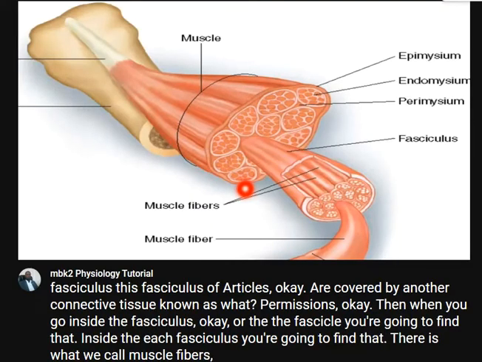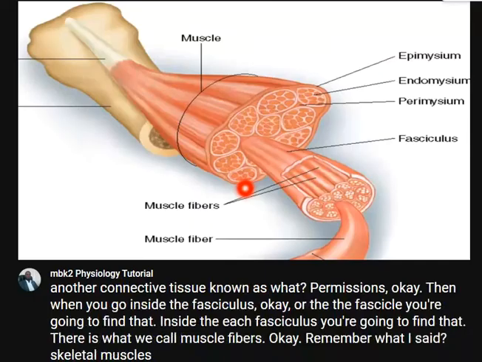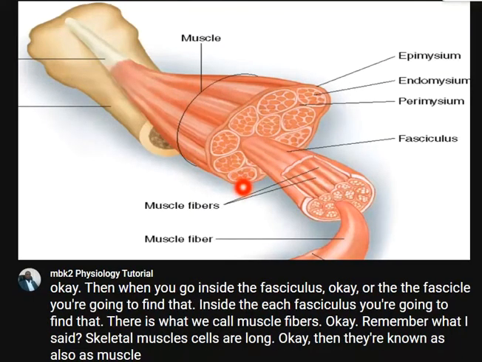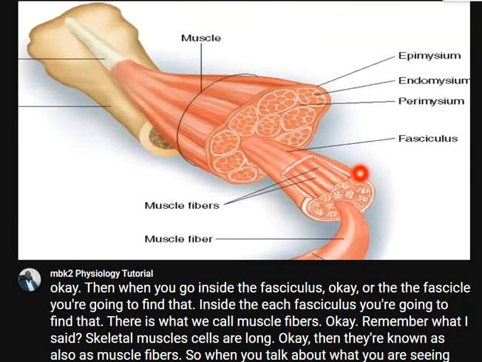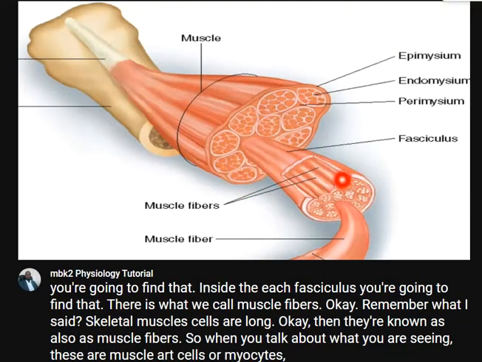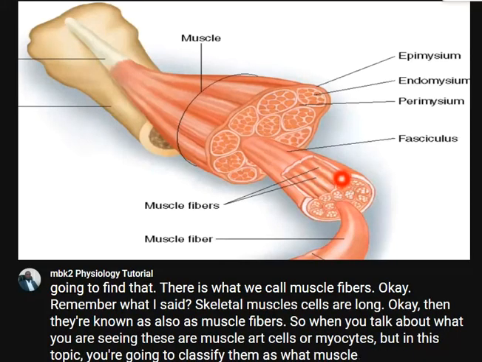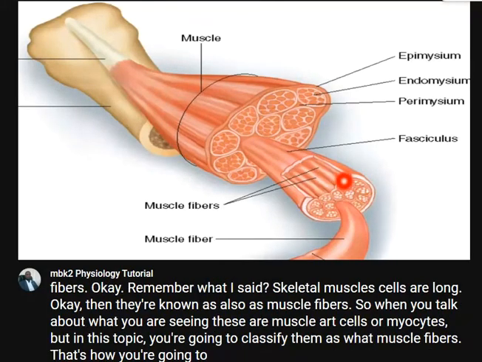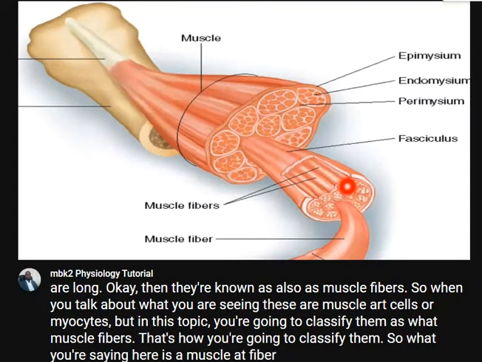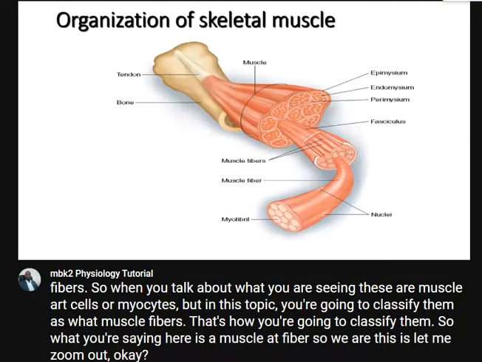Remember what I said, skeletal muscle cells are long. They're also known as muscle fibers. So what you're seeing here is a muscle what? Cells, or myocytes. But in this topic, we're going to classify them as muscle fibers. That's how we are going to classify them. So what you are seeing here is a muscle fiber. Let me zoom out. Now this muscle fiber is this one.